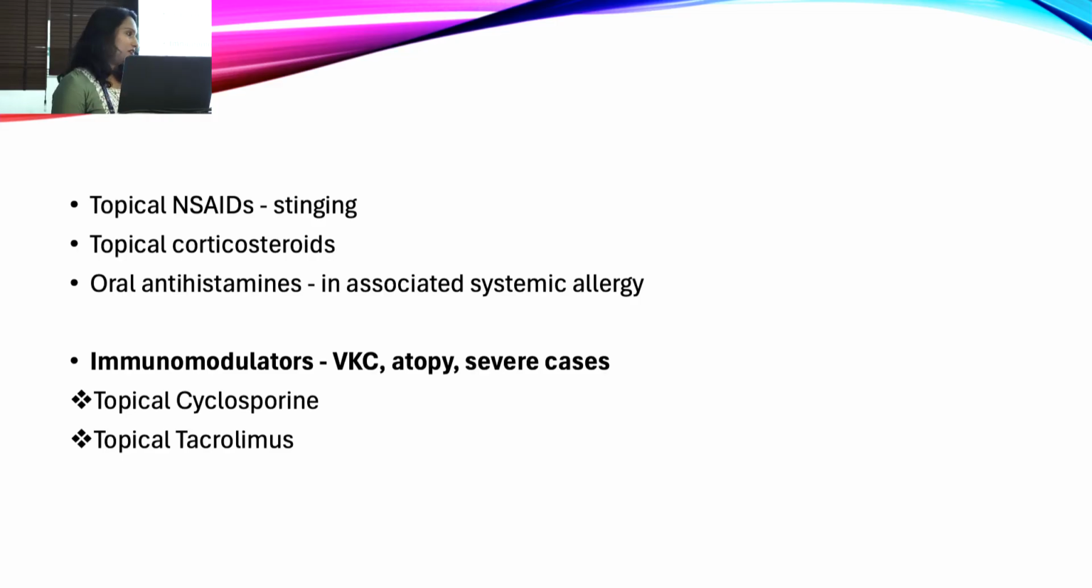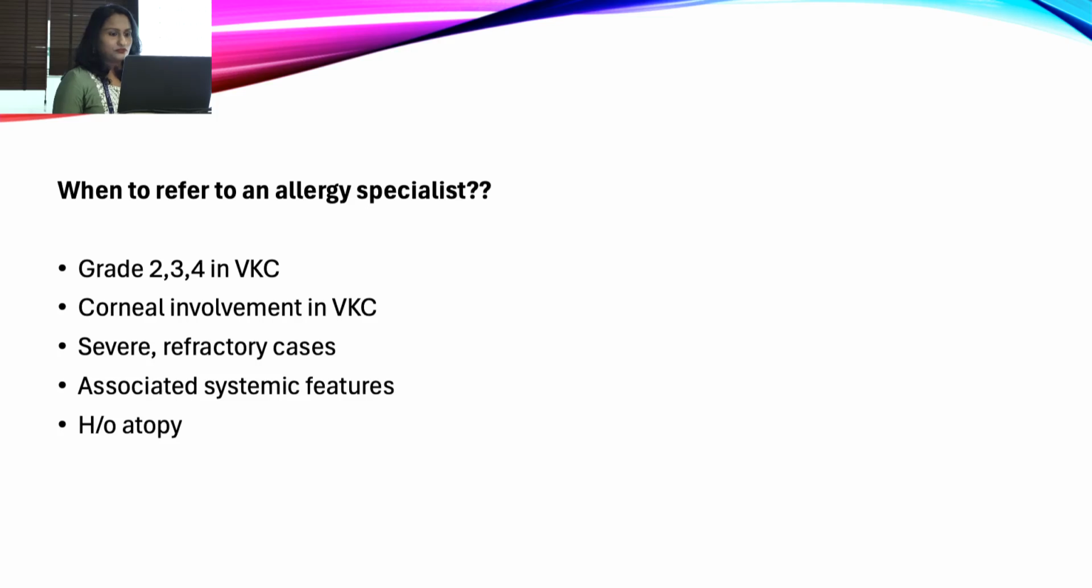Then in severe cases in VKC and atopy, we need to give them immunomodulators like topical cyclosporine and topical tacrolimus ointment. Corticosteroids are another mainstay of treatment which we need to give. So when to refer to allergy specialists, that is grade 2, 3 in VKC. That basically means that if they have persistent symptoms even with treatment, corneal symptoms, corneal signs, then we need to refer them to an allergy specialist. They need systemic anti-allergy treatment for their condition to resolve. And if they have associated systemic features and a history of other atopy.